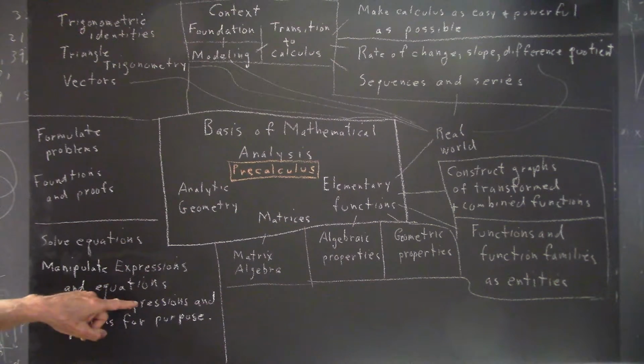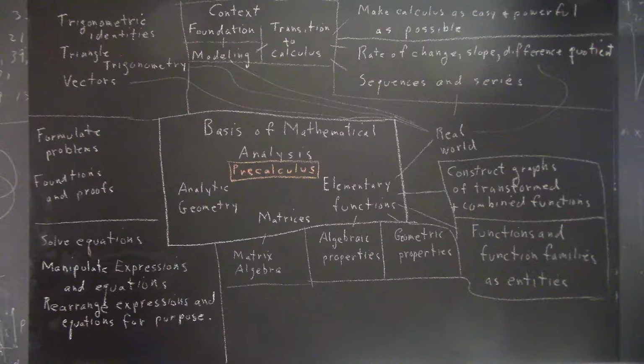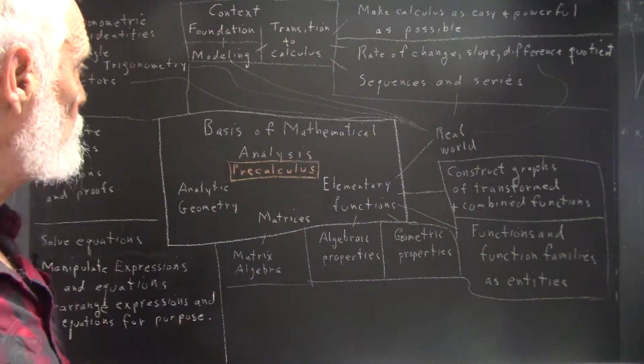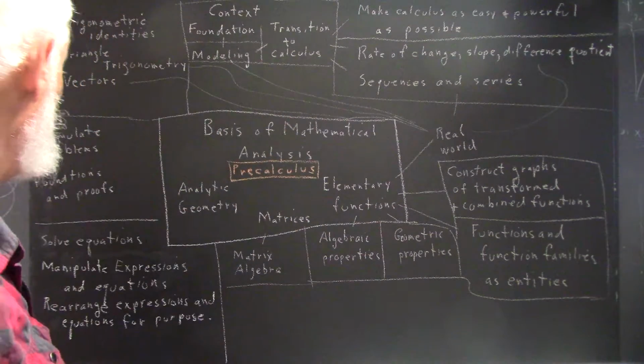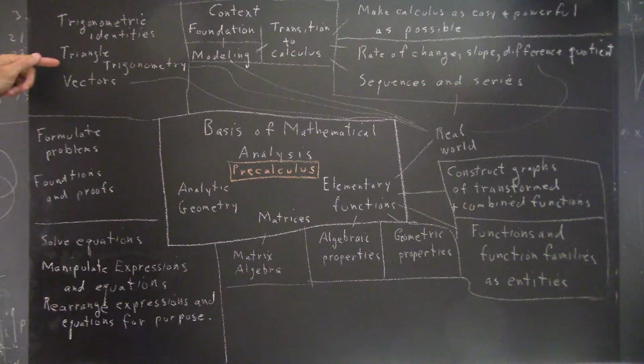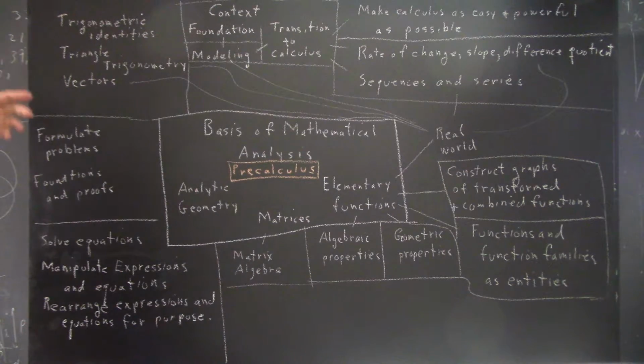We learn to manipulate expressions and equations, to take a mathematical expression or equation and put it into a form that best serves our purpose. And that means, of course, rearranging expressions to achieve that purpose. We have trigonometry, which kind of stands by itself in addition to being part of what we can do with elementary functions. Trigonometric functions are among our elementary functions, but in addition to that, triangle trigonometry, whether you think of it in terms of functions or not, is extremely powerful in modeling the real world, especially in engineering and physics and a lot of other areas.